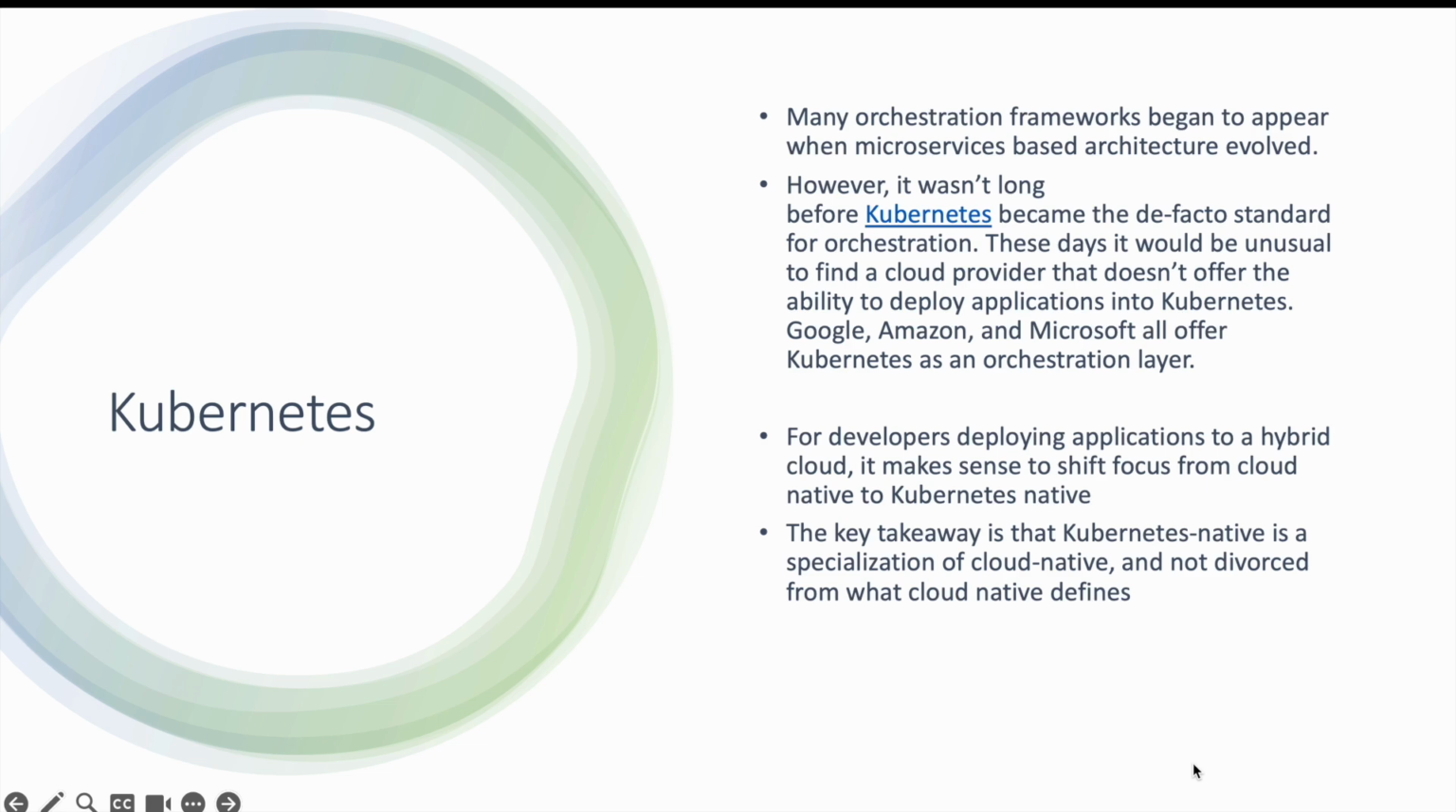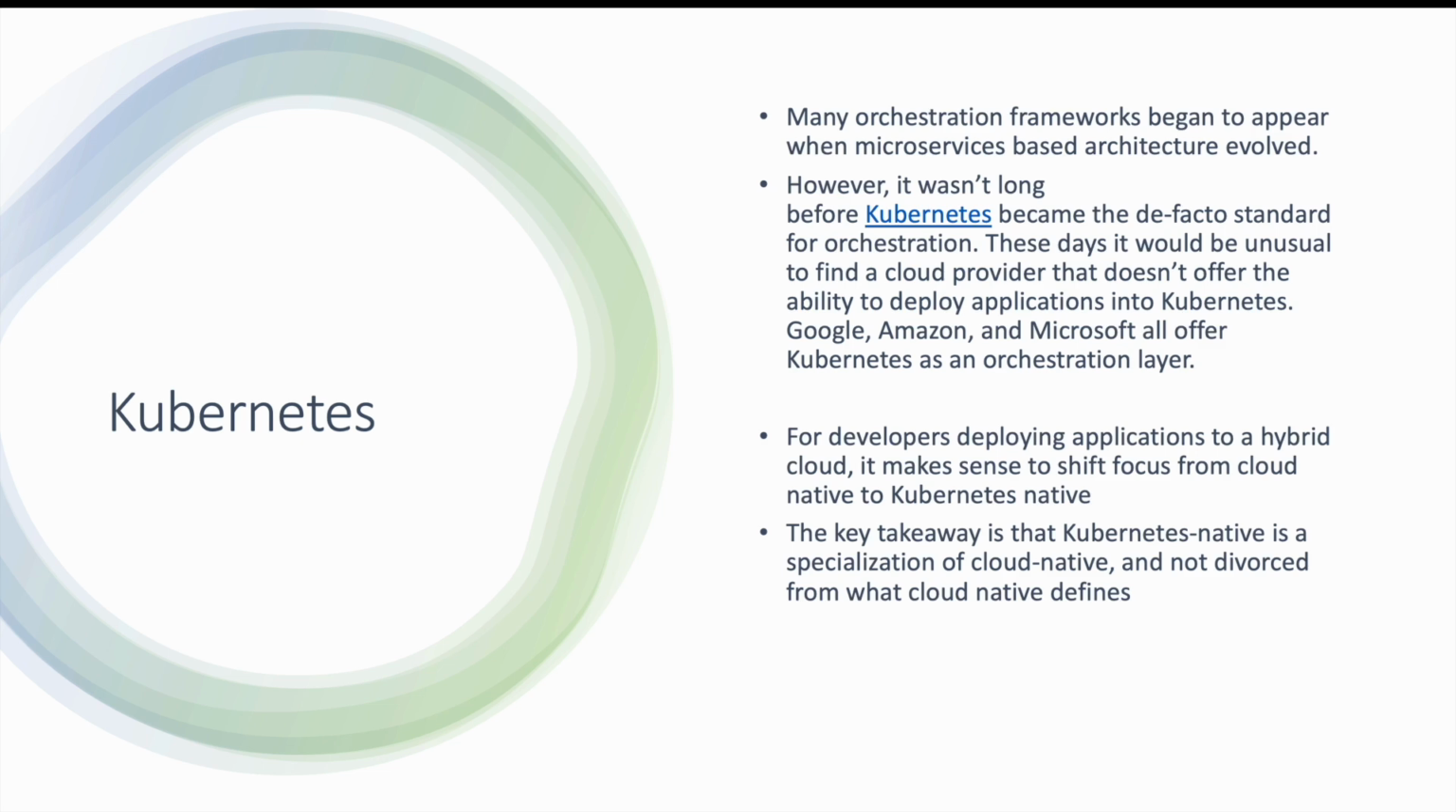Okay, now let's see what Kubernetes can do. Many orchestration frameworks began to appear when microservices-based architecture evolved. That is, when microservices-based architectures were evolving, there were many orchestration services which also evolved. However, it was not long before Kubernetes became the de facto standard for orchestration. So what we saw as an orchestrator service, Kubernetes is one of them.